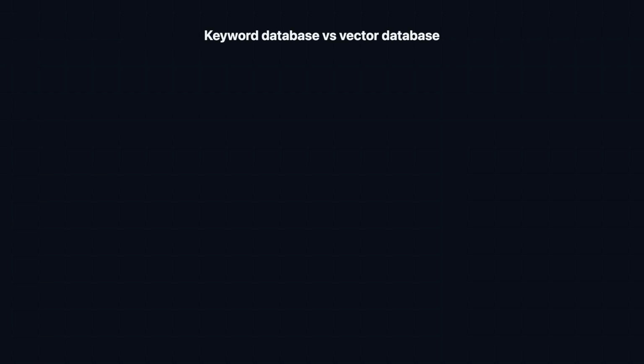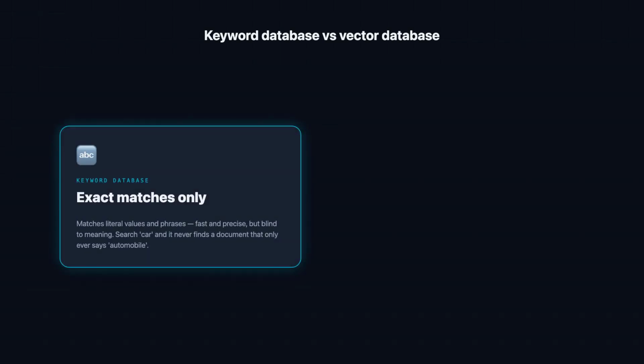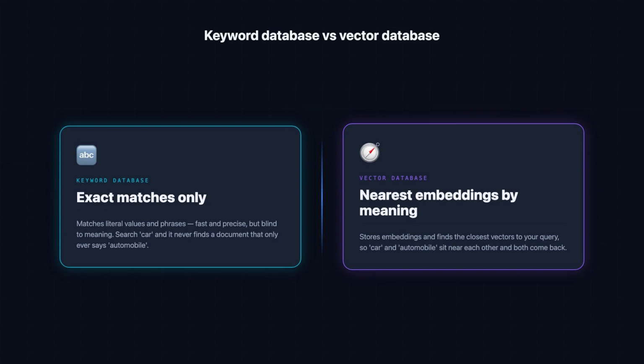First, let's see how this differs from the databases you already know. A keyword database matches literal values. It looks for rows where a field equals some text, or where a column contains an exact phrase. Fast and precise, but utterly blind to meaning. Search for car, and it will never surface a document that only ever says automobile, because the letters simply don't line up.